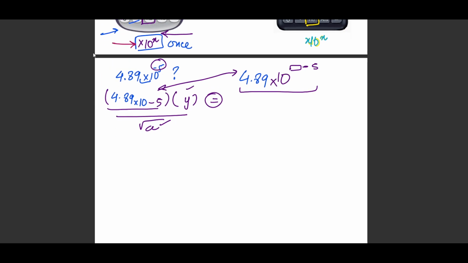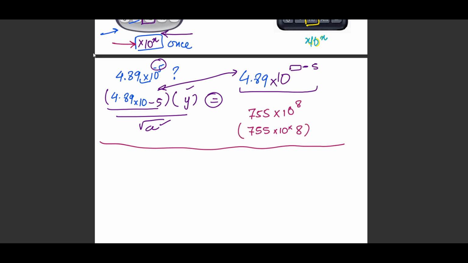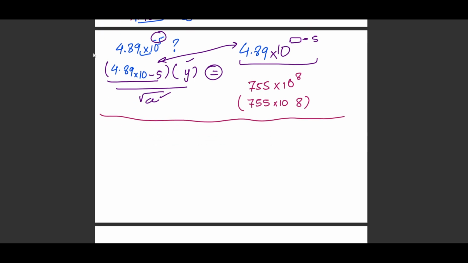Now, this works equally well for positive powers as well. For example, if you had 755 into 10 raised to the power 8, what you could write down is 755 on the calculator, then press that X10X button just once, and then press 8. You will see this on the screen of your calculator, which is exactly the same. Now, where would you use that?